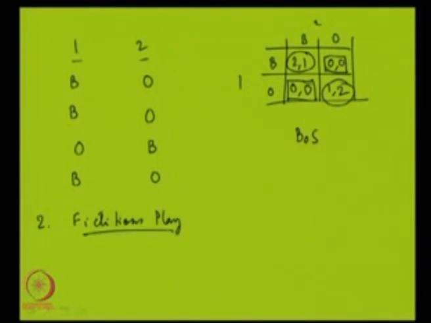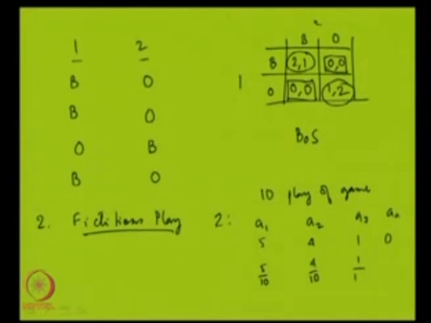Here the beliefs are the following. Suppose I have seen my rival, player 2, in the 10th play of the game, he has taken A1 5 times, he has played A2 4 times, he has played A3 1 time and A4 0 times. So in the 11th play of the game, I shall believe that he will play A1 with probability this, A2 with probability this, A3 with this probability and A4 with this probability.